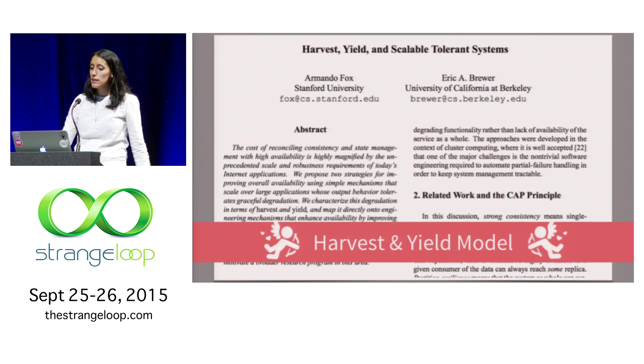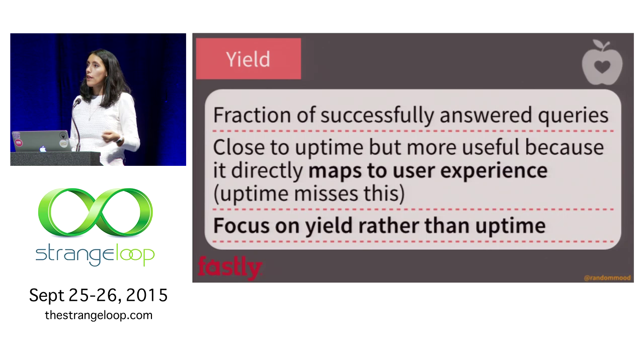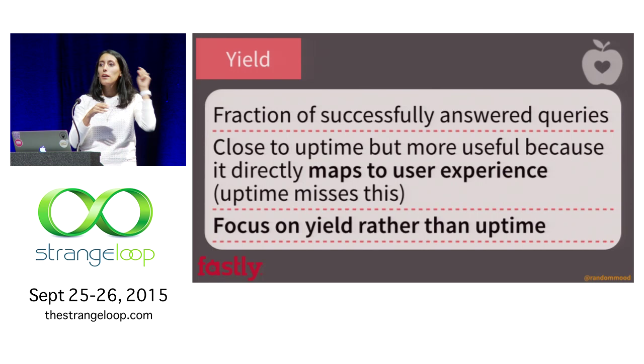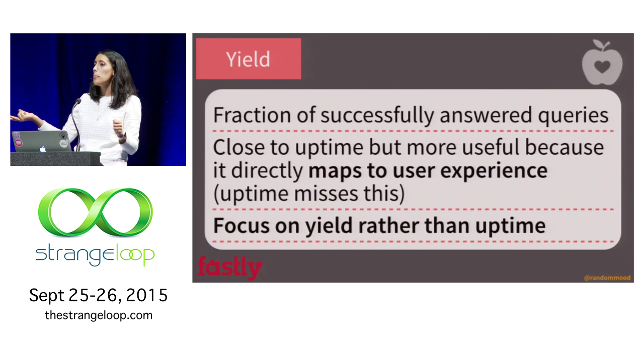This paper has two concepts that everything else relies on, and we're going to describe them again very quickly. We have yield, the fraction of successfully answered queries. It's close to uptime, but it's not really uptime. For example, say that you sell things, and it's Christmas, and people are trying to access your store, and you have 2 minutes of downtime. That has a completely different yield than if your site goes down for 2 minutes on a Wednesday morning at 3 a.m. It's much more related to the user experience, and uptime as a metric misses that. So the paper tells us that we should focus on yield rather than uptime.